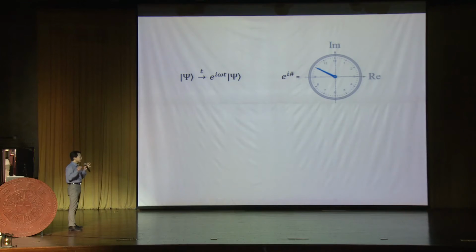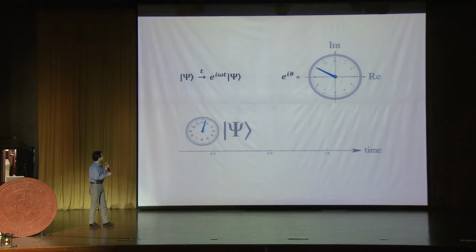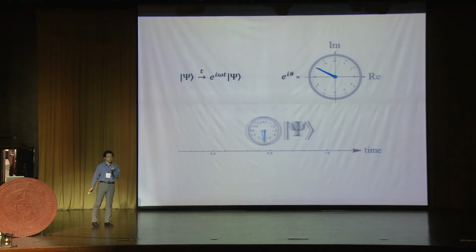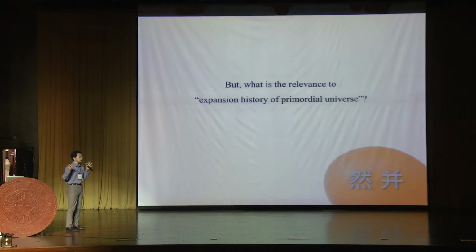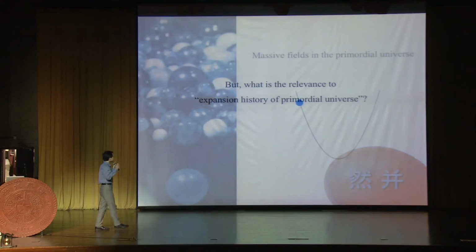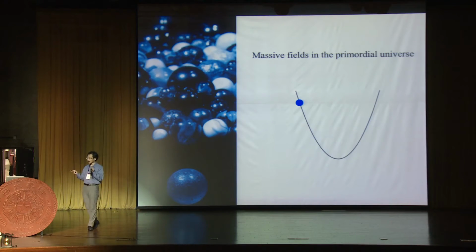From the most basic idea of quantum mechanics, if we have a state which has definite energy, after some time evolution, the state is changed by a phase factor. Well, okay, this is the simplest quantum mechanics, so how could it be relevant to our primordial universe? Actually, we can combine this with another fact, that there exist massive fields in the primordial universe. We know they must exist.